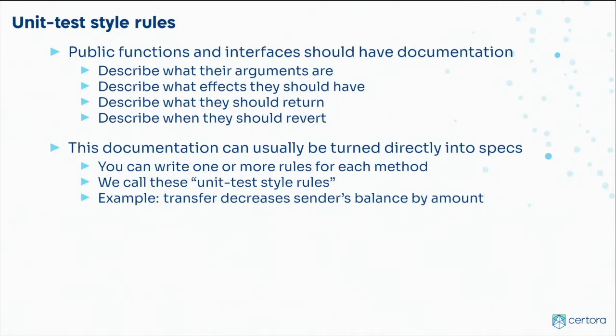Okay? So to come up with a list of unit test style rules, you can just look at all the methods in your contract, all the public methods, especially the non-view methods, and just say, what is this supposed to do? And then write a rule that calls the method and checks that it does what it should.